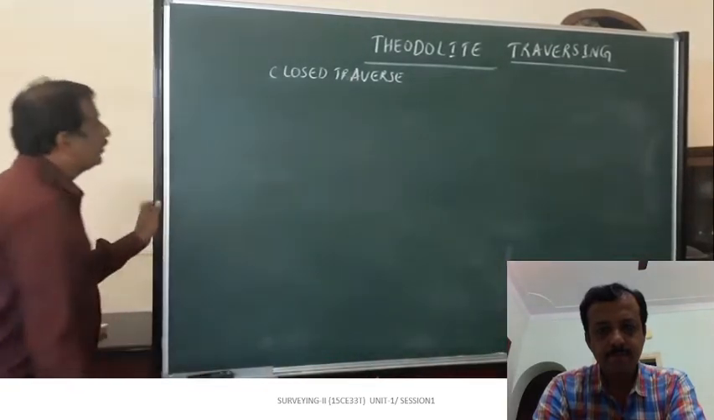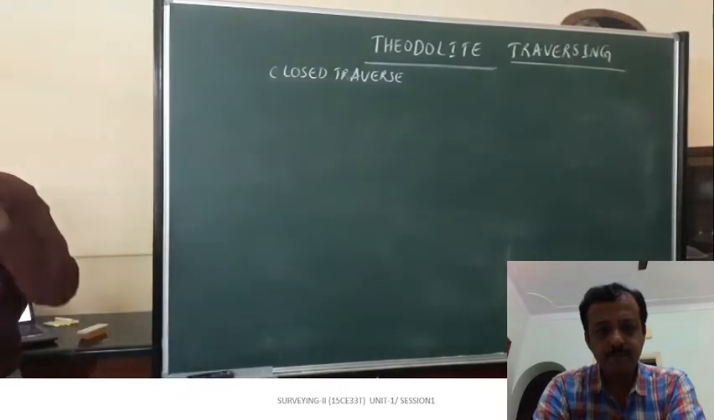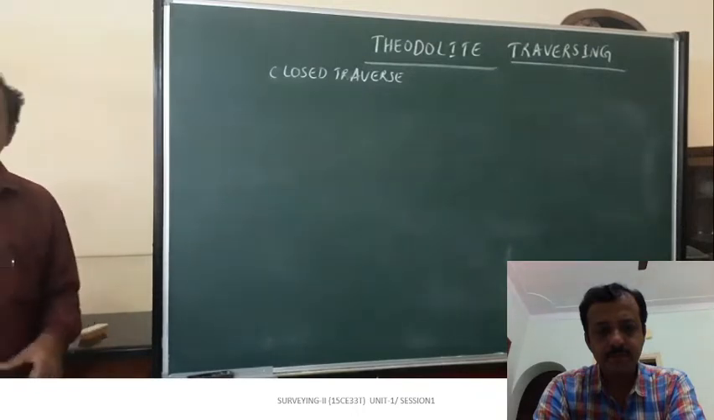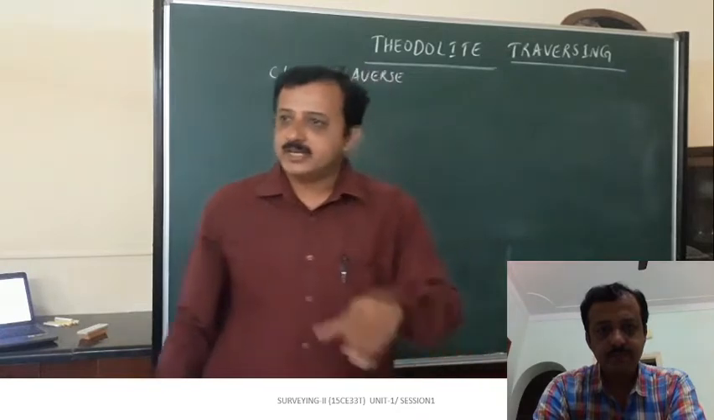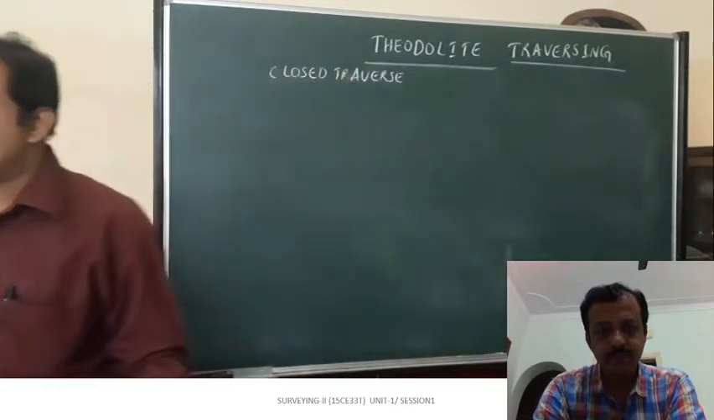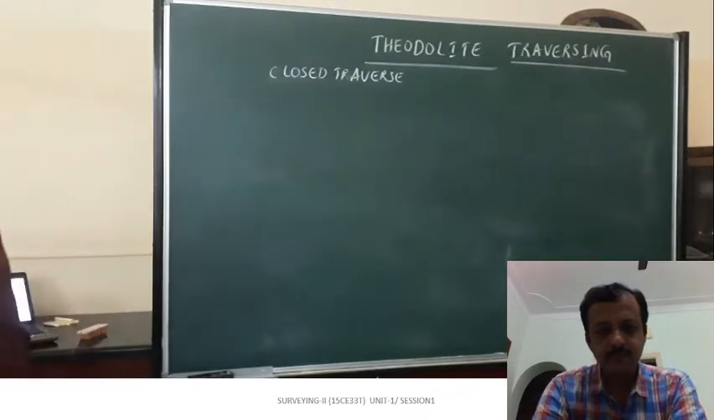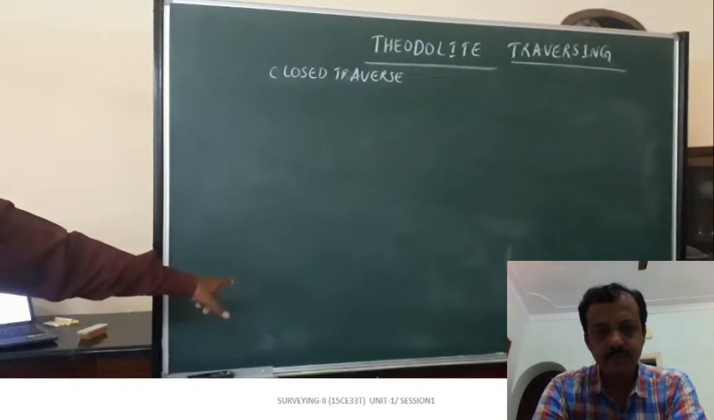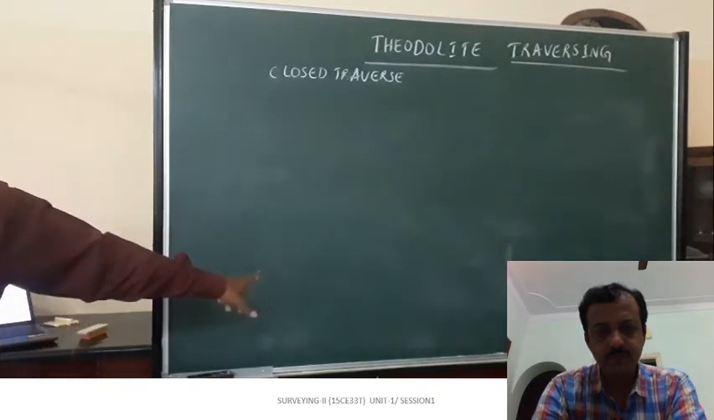Let us discuss how to perform closed traverse and open traverse using Theodolite. I think you have already done this using compass, right? Compass traversing you did in your previous semester. In your second semester I think you did compass traversing, where you calculated latitudes and departures and found the closing error. You did all these problems. The same problems, the same thing we will be doing using Theodolite here. There you used compass, now you will be using Theodolite.